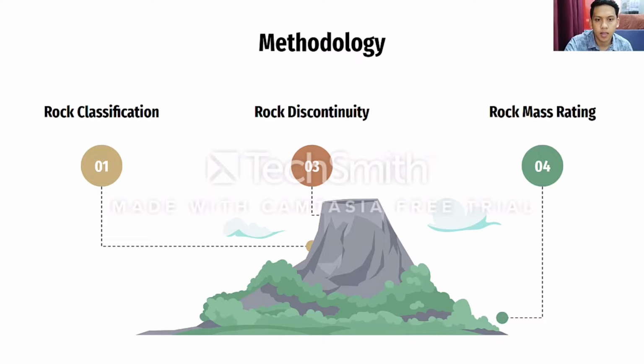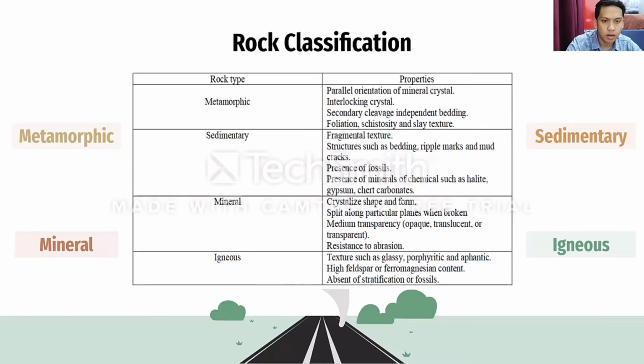So basically there are three methods that we use in our report. The first one is rock classification, and next rock discontinuity and rock mass rating (RMR). So moving to the first one, rock classification.